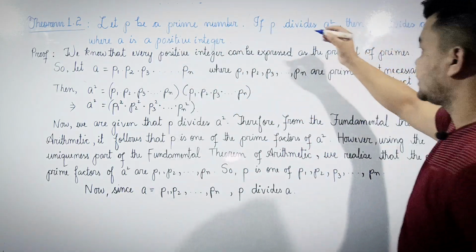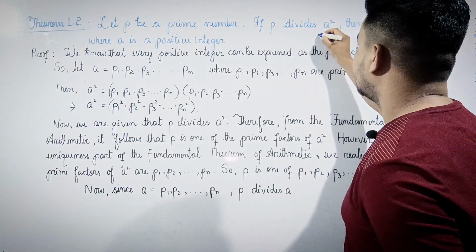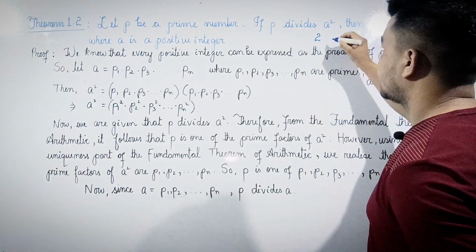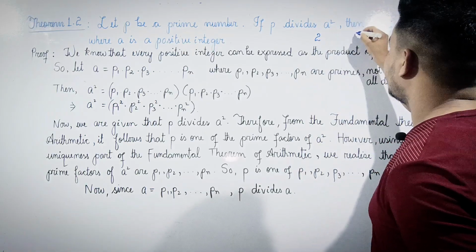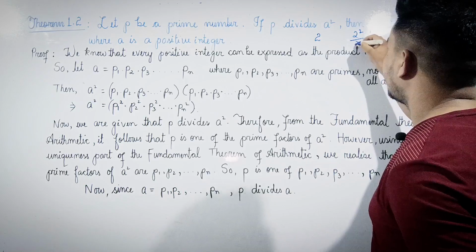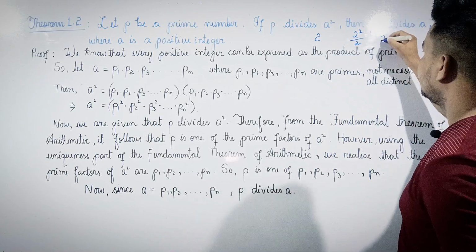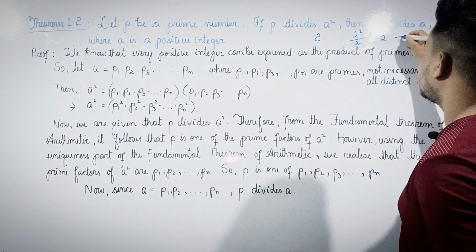This means that if we are given the number 2, and this 2 can divide 2 square, divided by 2, then this 2 will divide 2.